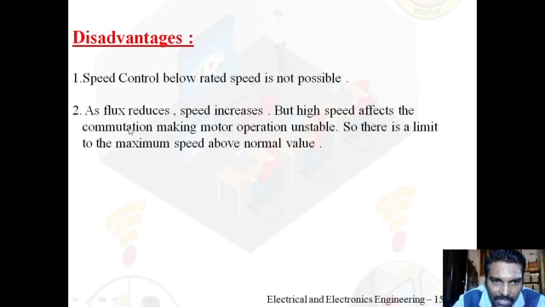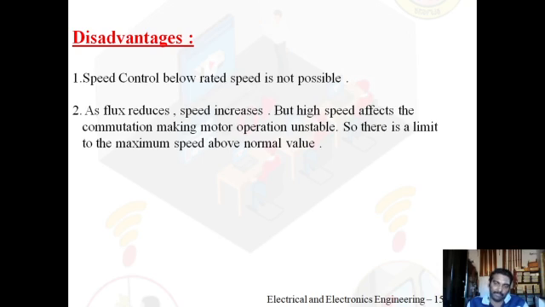As the flux reduces, why will the flux reduce? Because of the increase in the value of the rheostat. As the value of the rheostat increases, the flux production reduces and the speed increases. That one we have seen. But high speed, in the graph we have seen N0, N1, N2, where N1 and N2 represent higher values of speed, above rated speed. N0 represents the rated value of speed.